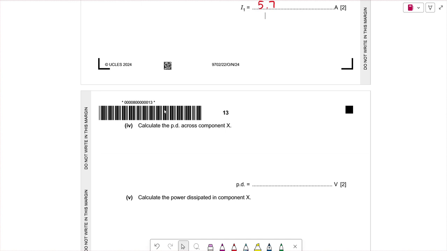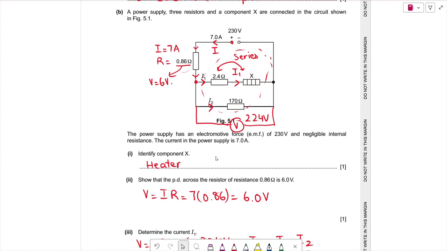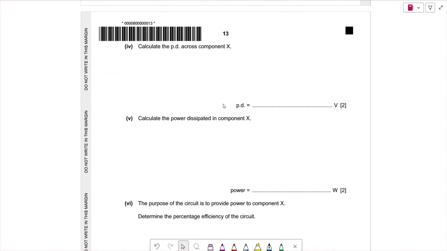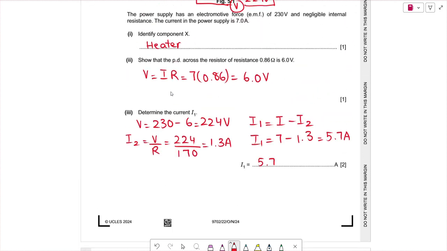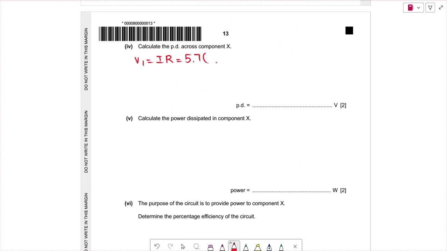Calculate the potential difference across the component X. So we have to find the voltage across this resistor now. We know the current passing through the 2.4 ohm resistor. Let me mark the voltage across this 2.4 ohm resistor as V1. To find V1, I can use the formula V is equal to IR. The current is 5.7 ampere and the resistance is 2.4 ohm. So 5.7 times 2.4, we get 13.68 volts.